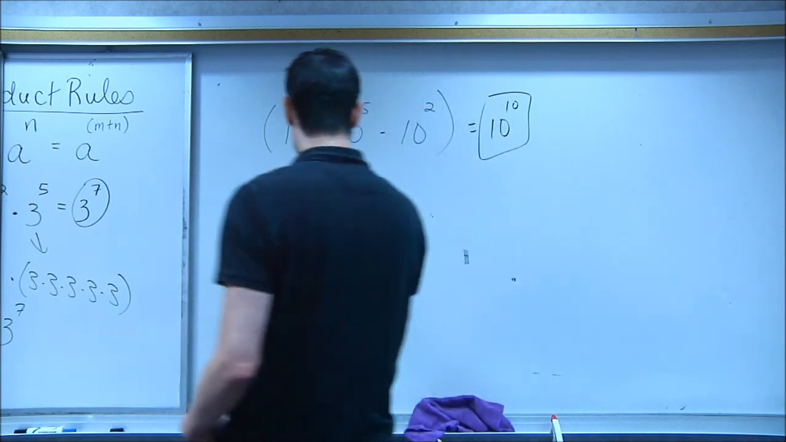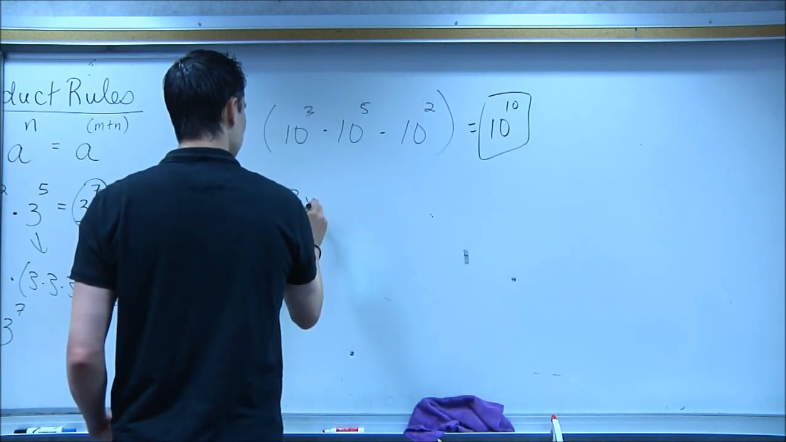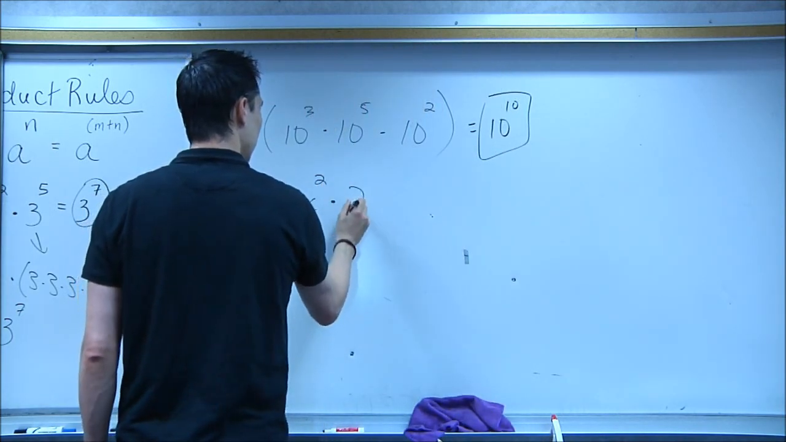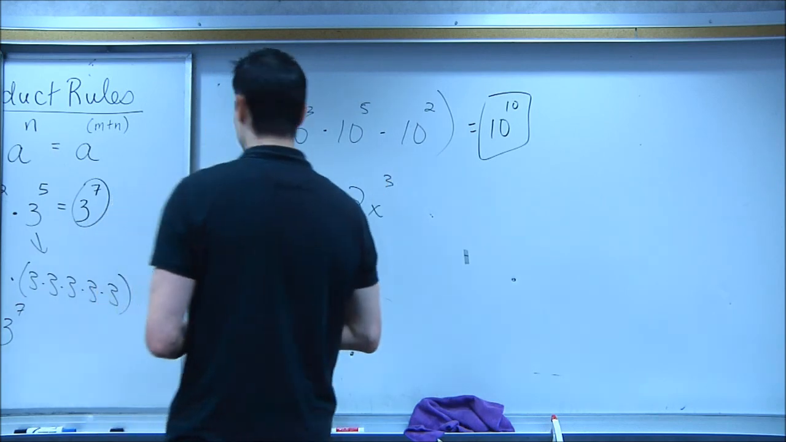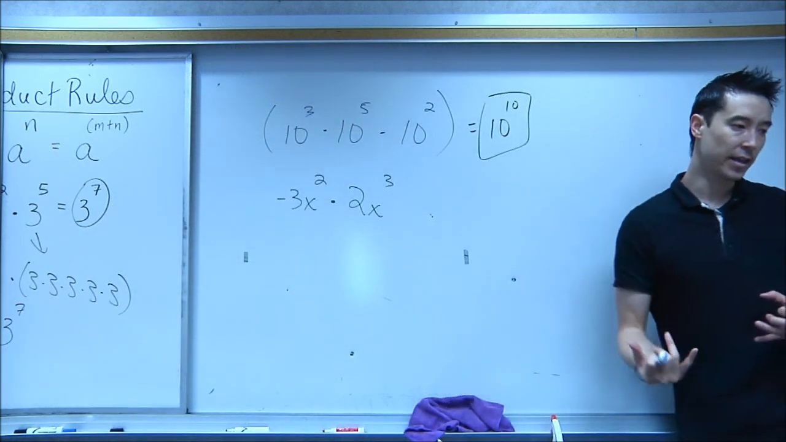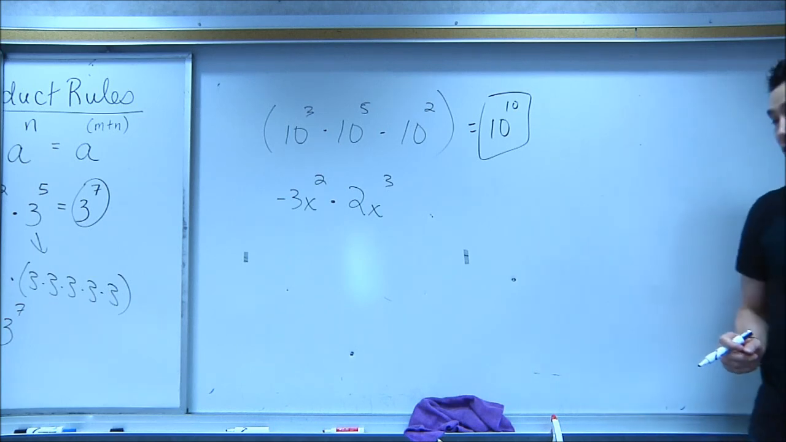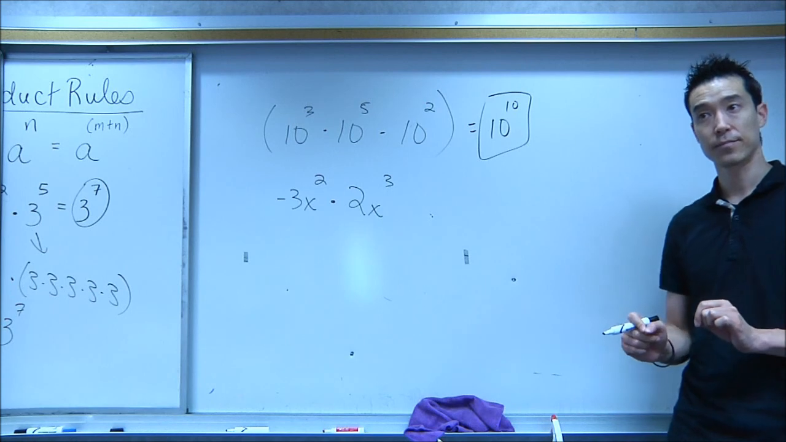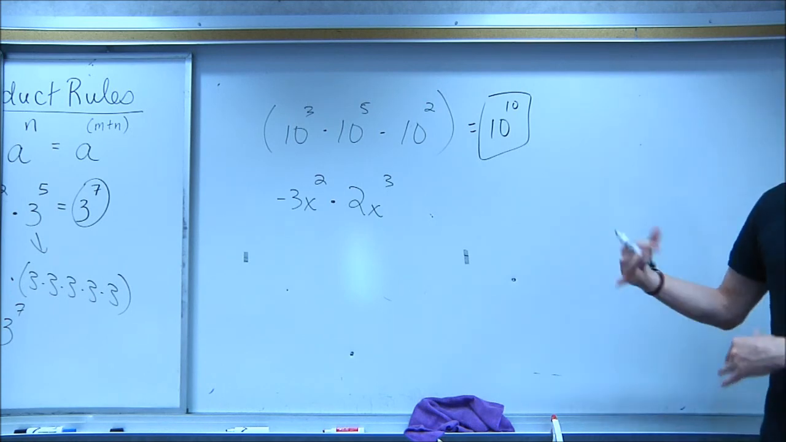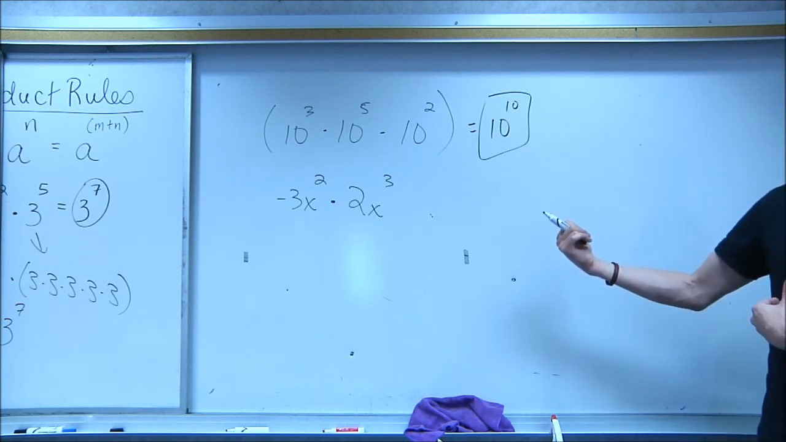All right, let's start adding numbers in front. So let's say I have negative 3x to the second times 2x to the third. Now I'm kind of combining things. I have what's called a coefficient, which is the number in front of the variable, and I also have the variable raised to a power, or an exponent. Here's how you handle a problem like this. You multiply coefficients together first, and then you handle the product rule for the exponents.